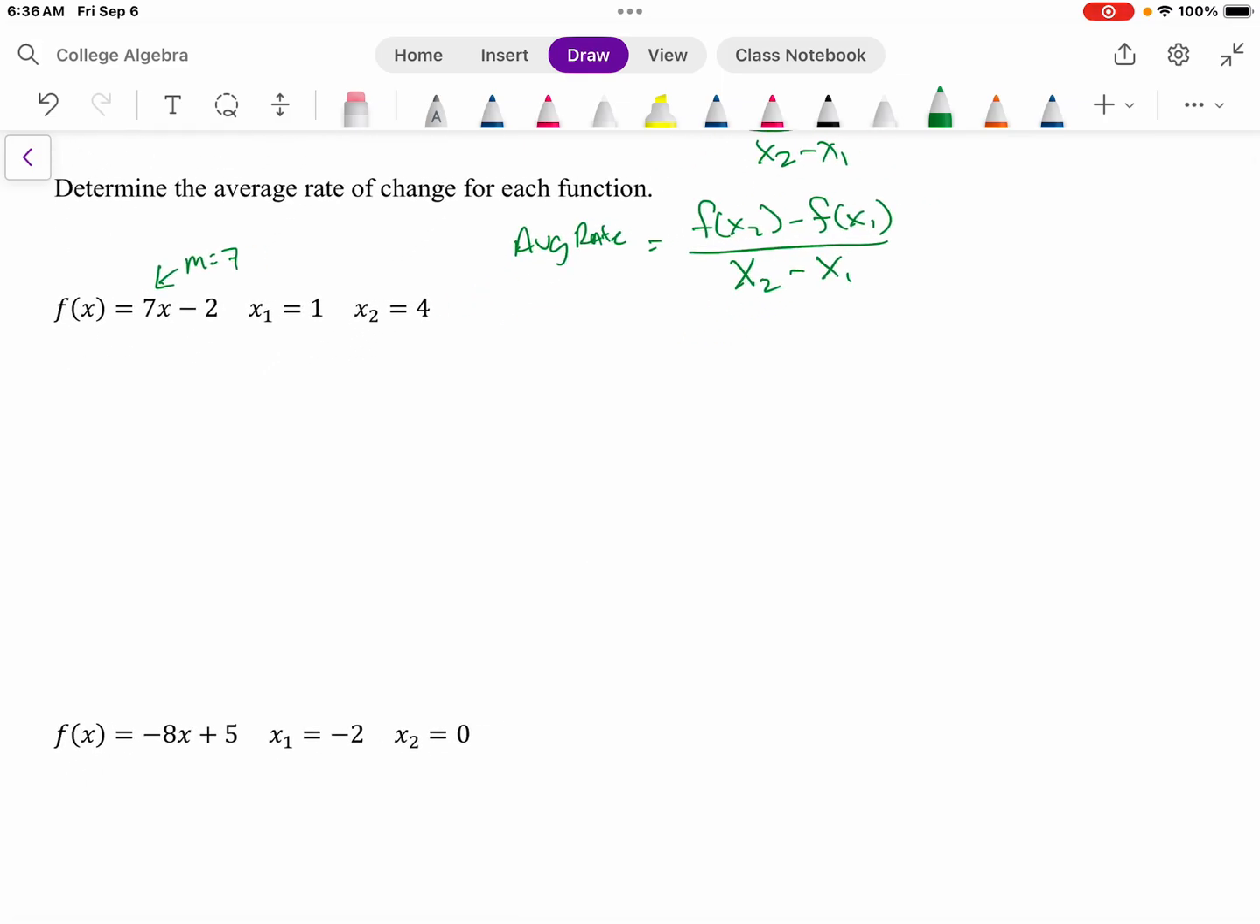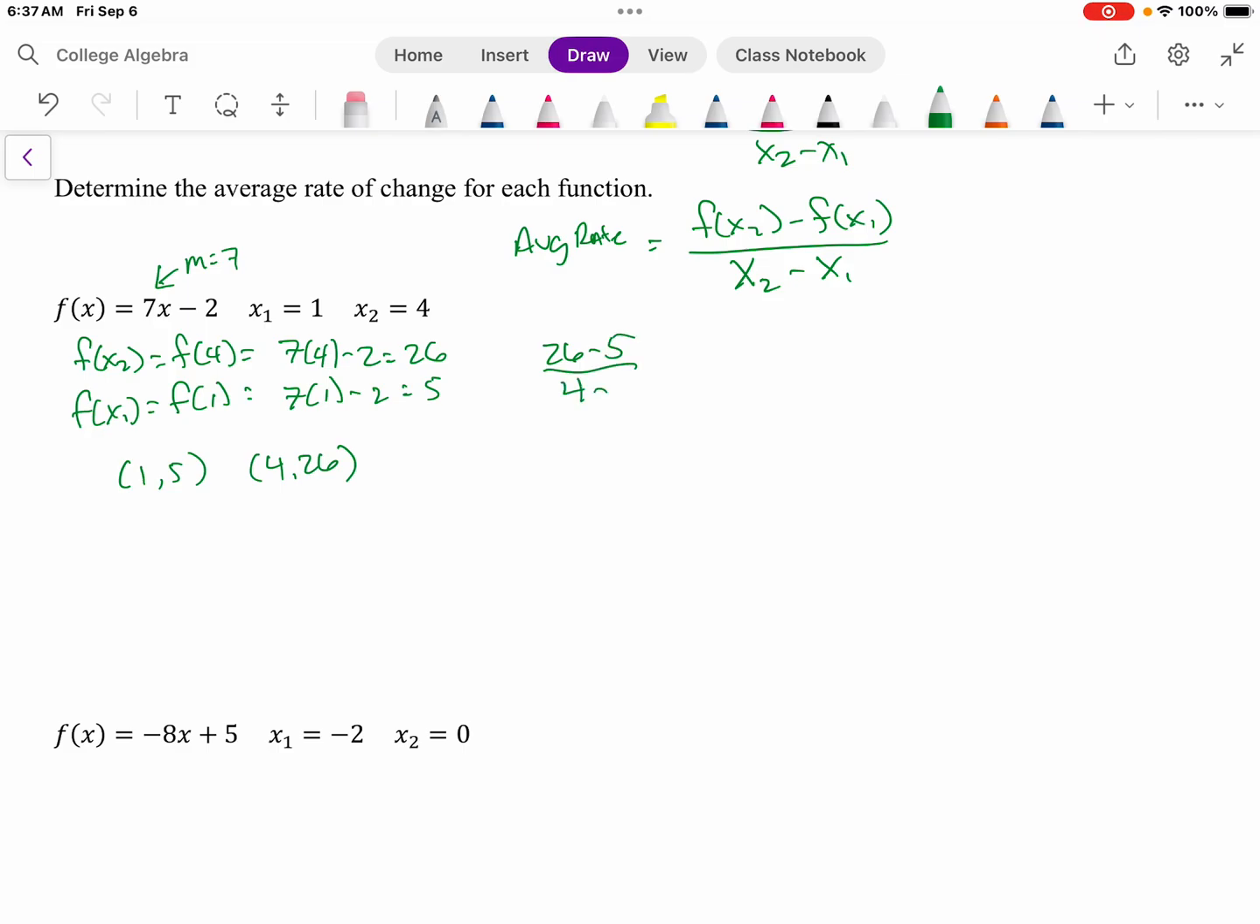Now we're going to go ahead and use the formula to figure this out. I have to figure out what f of x2 is. So that'd be f of 4, which gives me 7 times 4 minus 2, which is 26. And then f of x1 would be f of 1, which would be 7 times 1 minus 2, which is 5. So I have ordered pairs of (1, 5) and (4, 26). Now I'm going to plug them into the average rate of change formula. So 26 minus 5 over 4 minus 1 would be 21 over 3, which is 7.